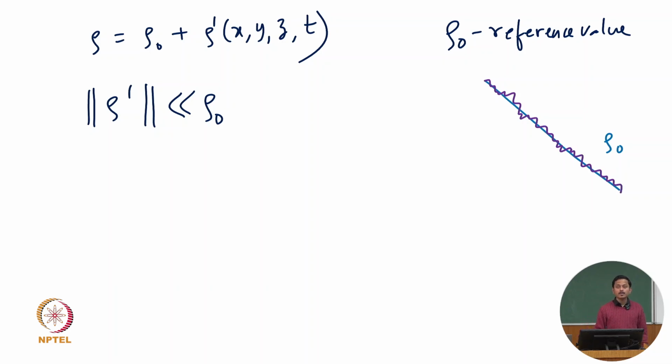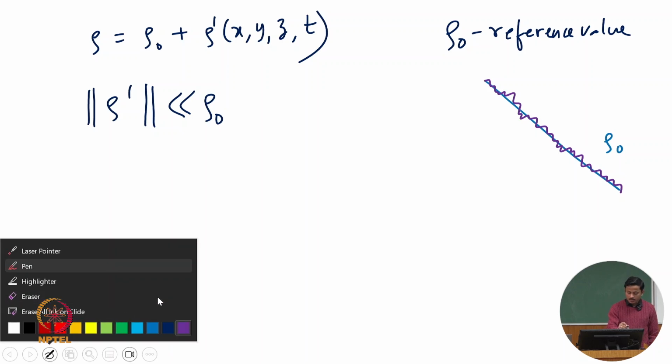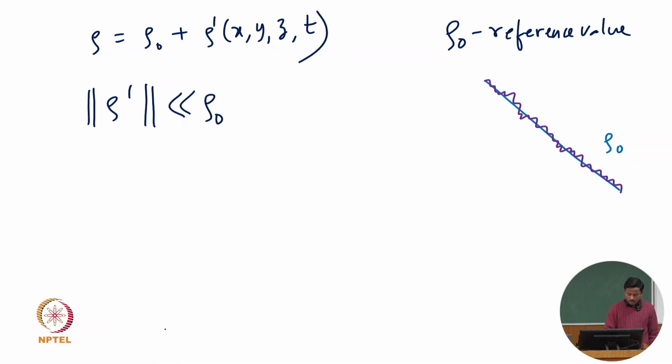So rho prime is much smaller than rho naught. The total density is of course rho naught plus rho prime, with rho prime being much smaller than rho naught. Density can vary with respect to changes in temperature and salinity, but the only restriction is that the variation is small.